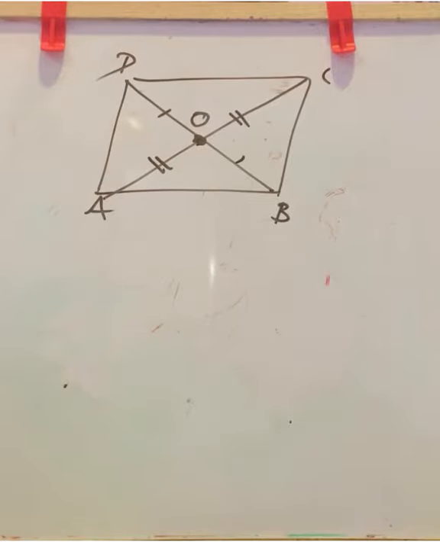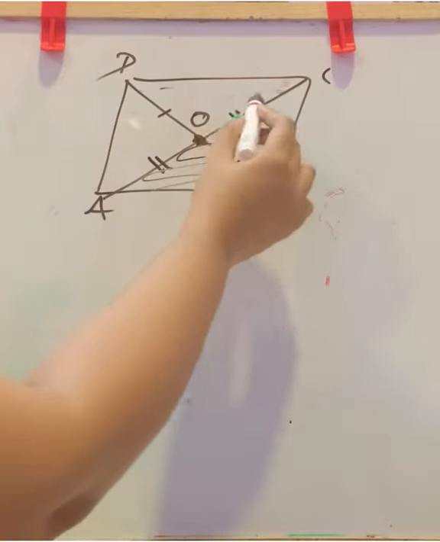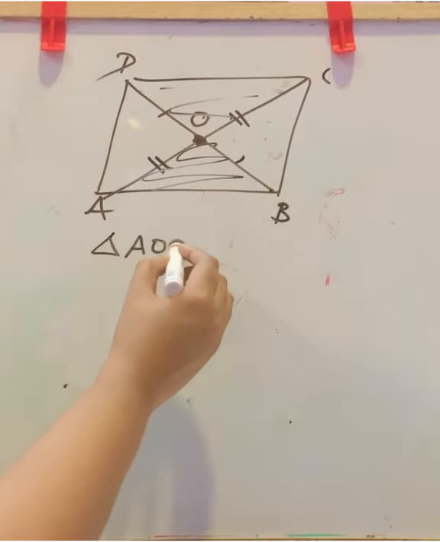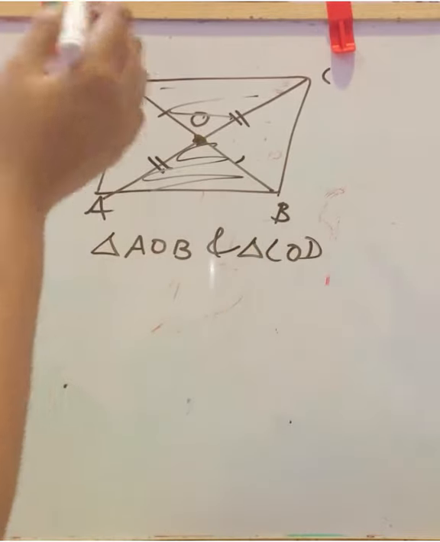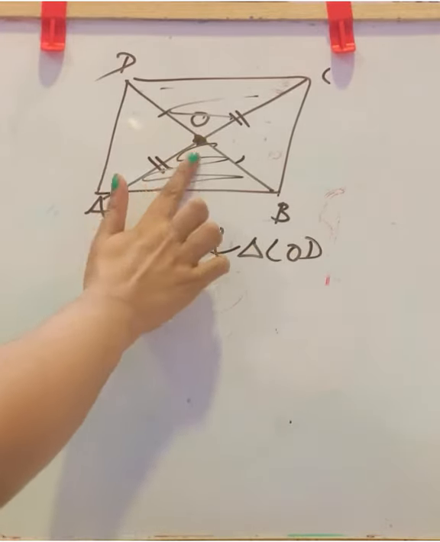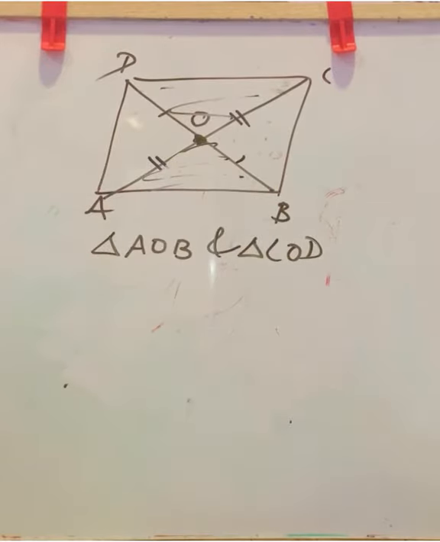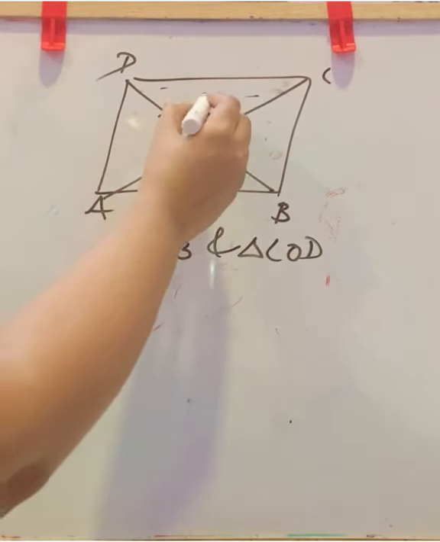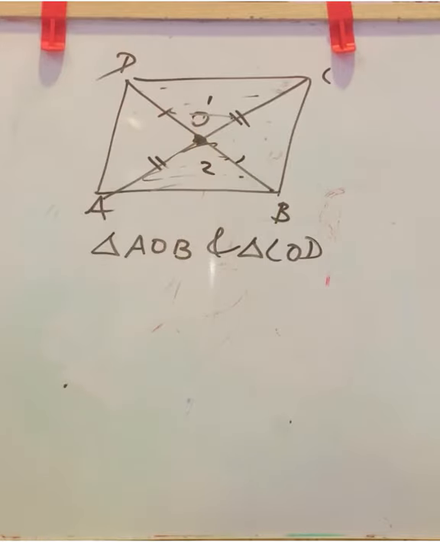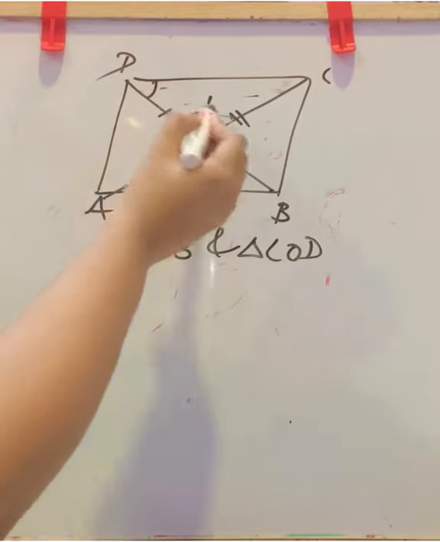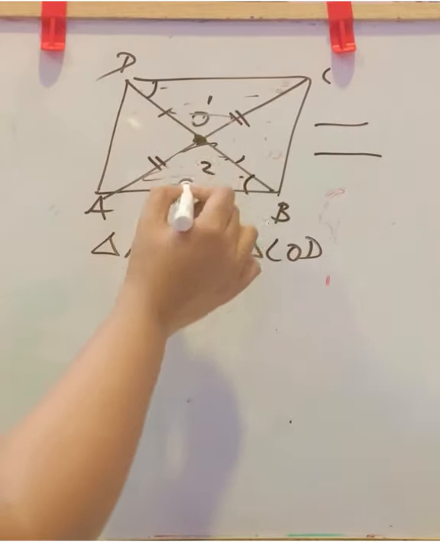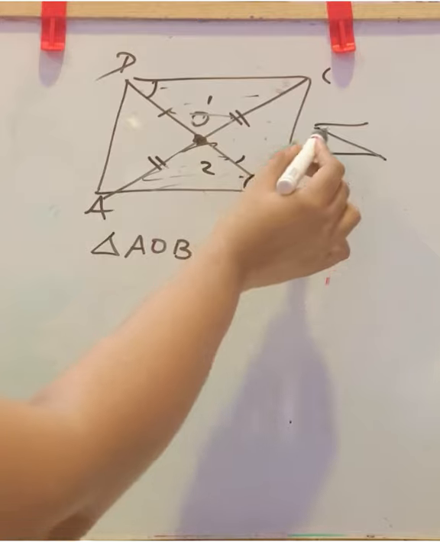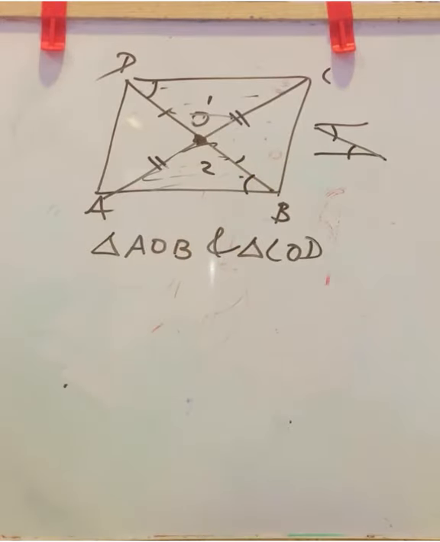Now considering these triangles, that is triangle AOB and triangle COD. These are two triangles here. Now from these two triangles, we can say these angles are alternate interior angles because here are parallel lines and one transversal falling on it. These will be alternate interior angles. That is this angle and this angle.